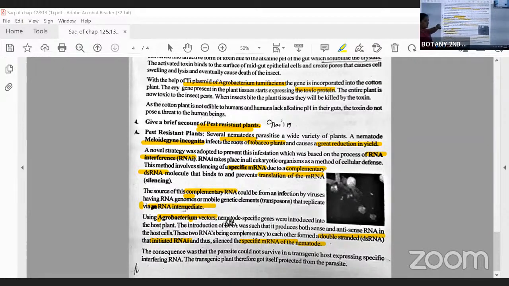But what is the most important thing here? The spelling of Meloidogyne incognita and RNA interference, the spelling is most important. If you don't know the spelling of interference, then you can write it as RNAi also. This is equivalent to the word RNA interference. Okay, if you don't know that, then you can write RNAi. The i is a small letter, because we are making a specific gene which makes a complementary strand over here.